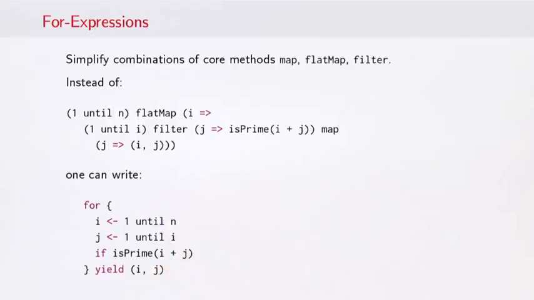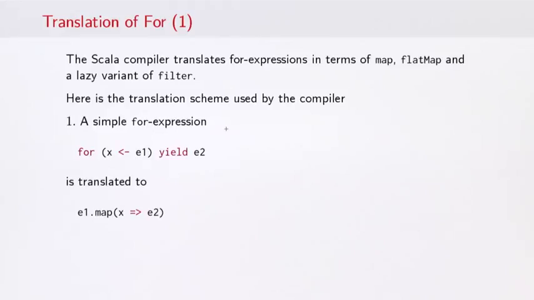And it actually turns out that if you have this for expression, then what the compiler of Scala would do is give you something that's equivalent to precisely this combination of map, filter, and flatMap. So the way this is done, we are going to show next. Here's how the Scala compiler translates for expressions in terms of map, flatMap, and a lazy variant of filter. There are three rules that apply to the different shapes of the for expressions.